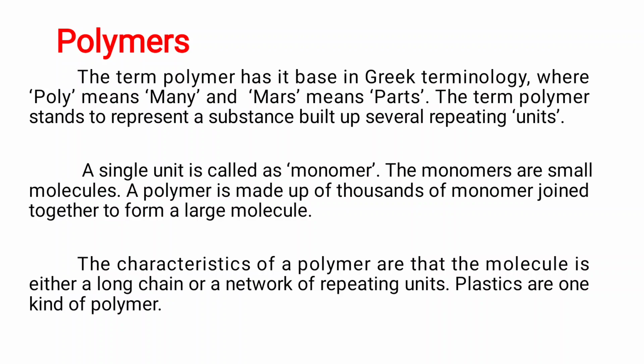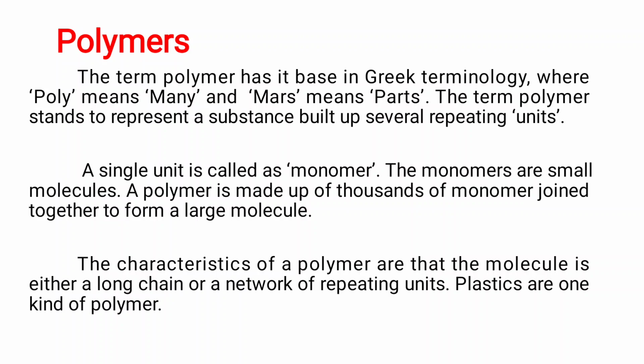Then, polymer. The term polymer has its base in Greek terminology, where poly means many and mers means part. The term polymer represents a substance built up of several repeating units. A single unit is called a monomer. Monomers are small molecules. A polymer is made up of thousands of monomers joined together to form a large molecule. The characteristic of a polymer is that the molecule is either a long chain or a network of repeating units.